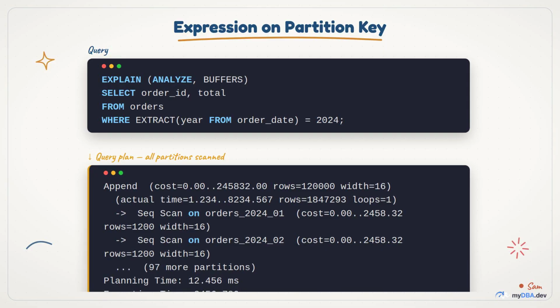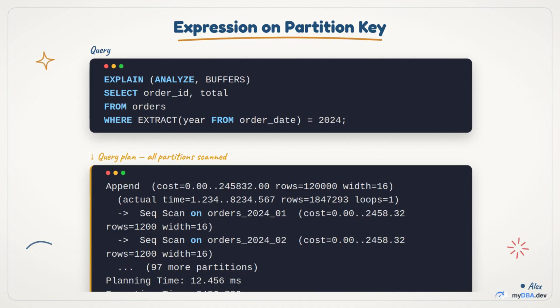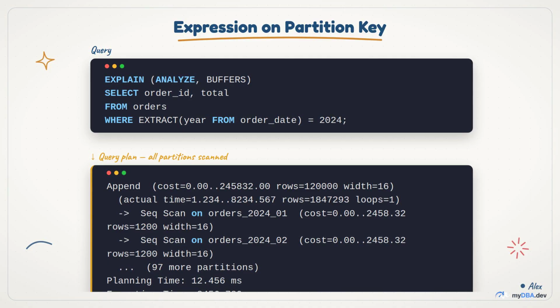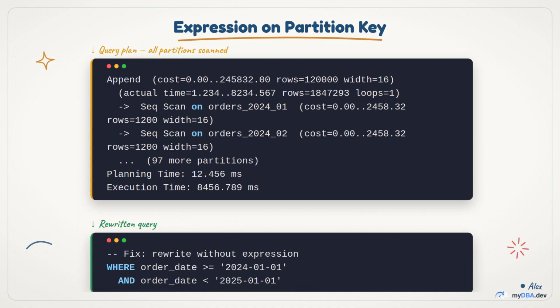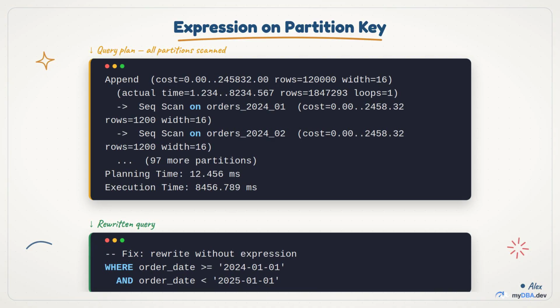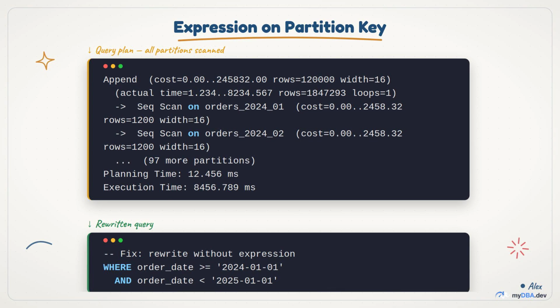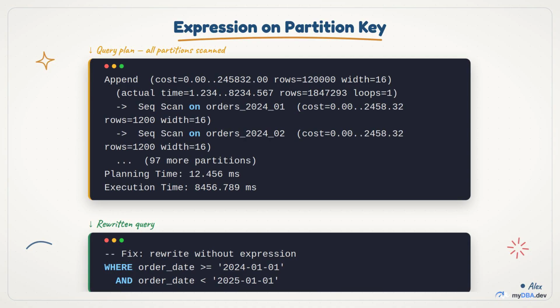And the fix is just to rewrite it as a range? Exactly. Where order_date greater than or equal to January 1st, 2024, and order_date less than January 1st, 2025. Now the partition key is bare, the planner prunes to the relevant 2024 partitions, and execution drops to a few milliseconds. Same result, three orders of magnitude faster.